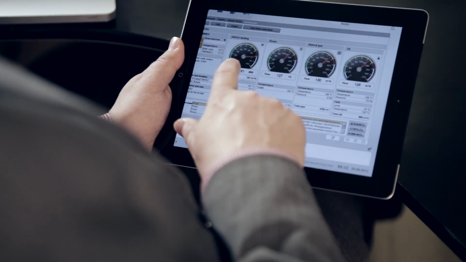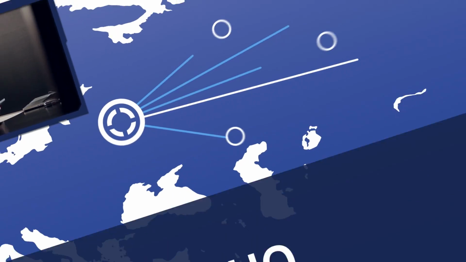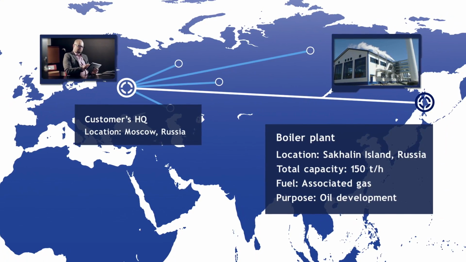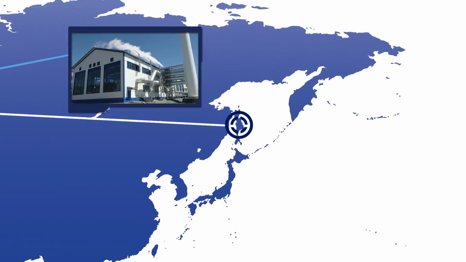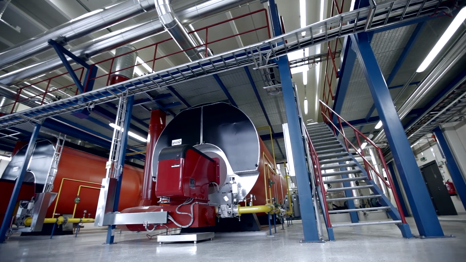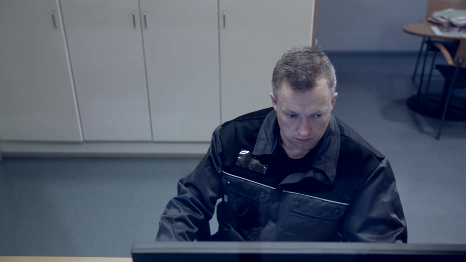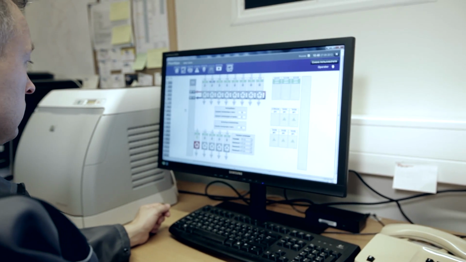Remote connection for main production data and efficiency monitoring. PlantSys System controls steam and hot water production.